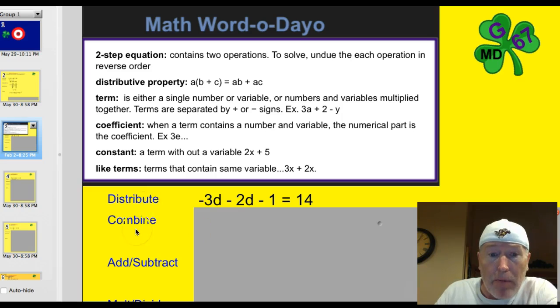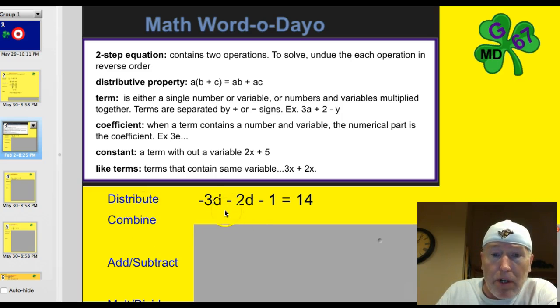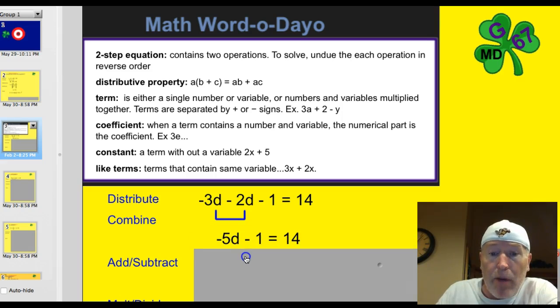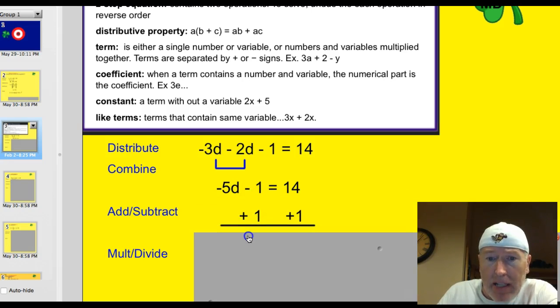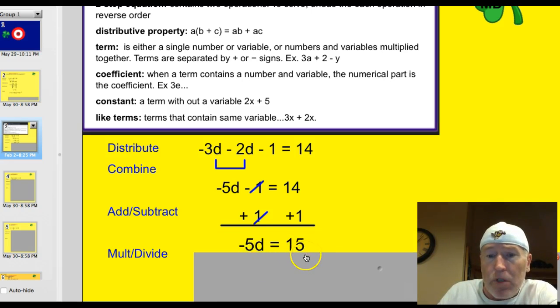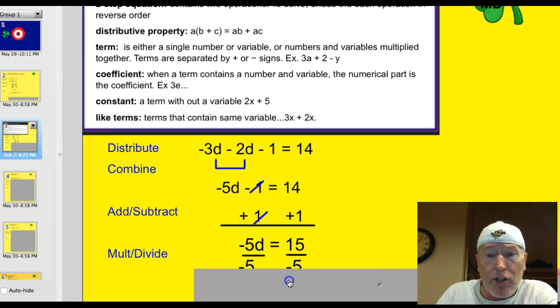We don't have a distributive property, but we can combine some like terms here because we have a 3d and a 2d, and minus 3d to be exact, and a minus 2d. Well, if we add that together, we have a minus 5d. Now we're looking, can we add or subtract to simplify? Sure. Well, we can add 1 and get rid of this 1 on this side, but we have to add to both sides. So we add 1 to this side and add 1 to that side. These 1s will cross off because it's a minus 1 and a plus 1. We're left with minus 5d equals 15. Now it's a multiplication equation, and we're going to go ahead and undo that multiplication by division.